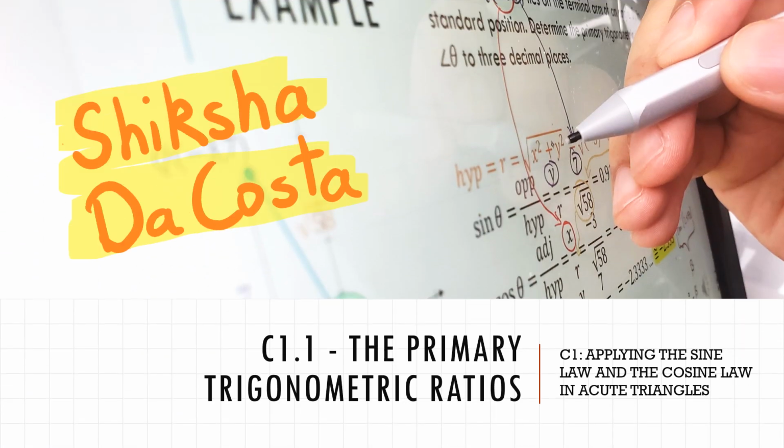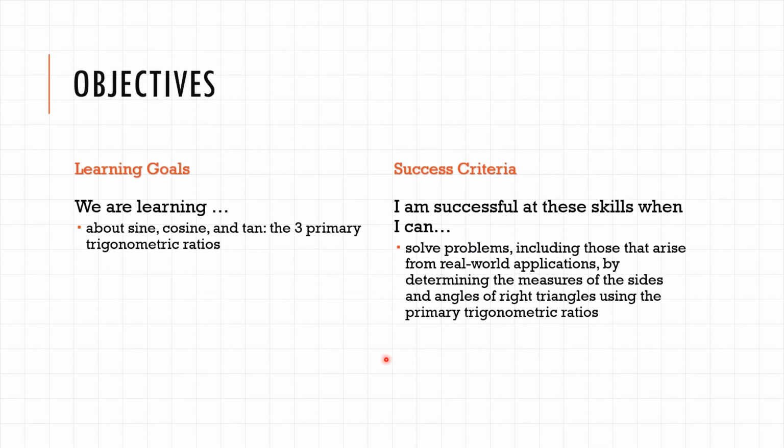Today we're going to learn about the three primary trigonometric ratios. These ratios are called sine, cosine, and tan. And you are successful if you can solve problems that come up from the real world by determining the measure of the sides or the measure of the angles of right triangles, so triangles that have a 90-degree angle. And that you can do so by using these three ratios. And today we're going to learn what they are.